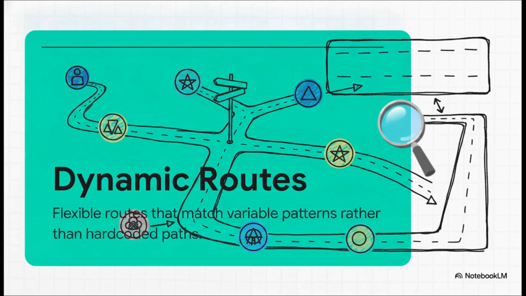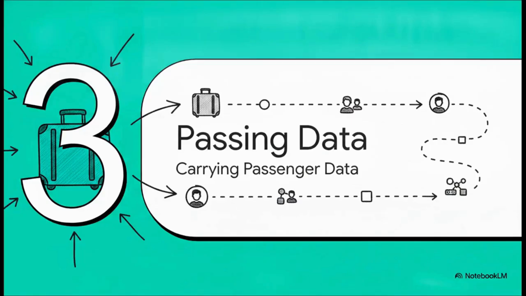No way. Instead, it builds one dynamic route, a flexible template that instantly shifts and shapes itself based on the exact user ID being searched for. It is incredibly efficient.